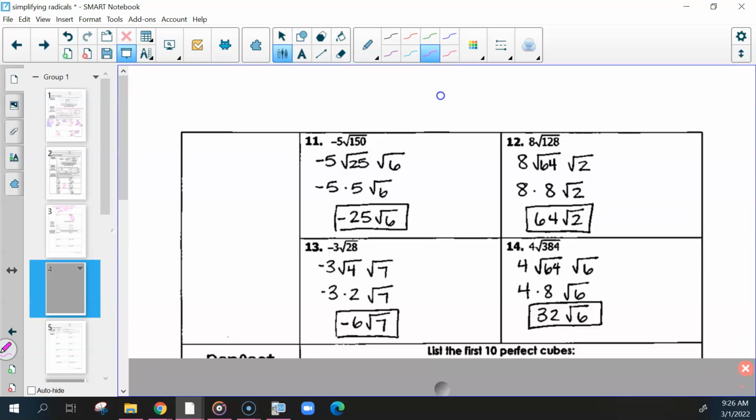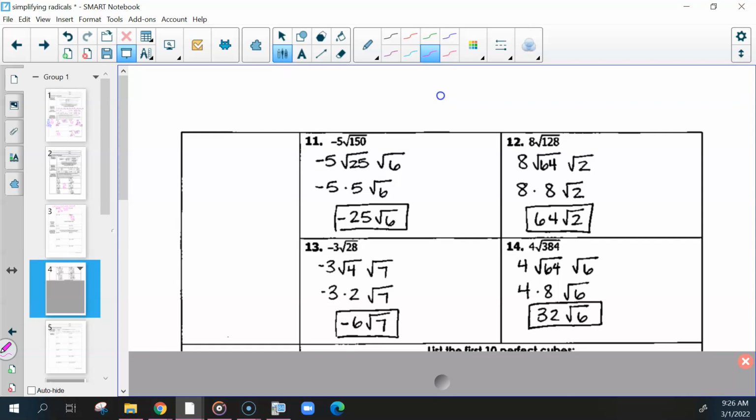For 12 and 13, 12 was 64 times the square root of 2. 13 was negative 6 times the square root of 7. Questions on either of those, or need to see those done the other way? Overall, how do you feel about simplifying square roots? Thumbs up if good, sideways if okay, down if not good.